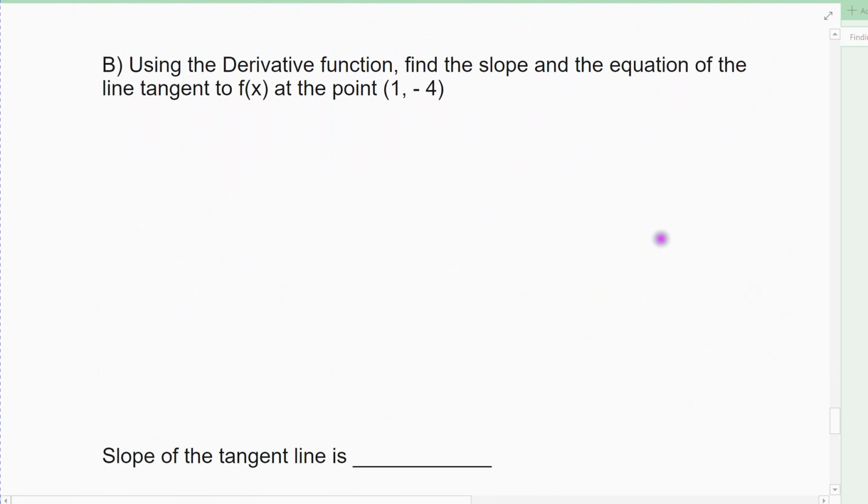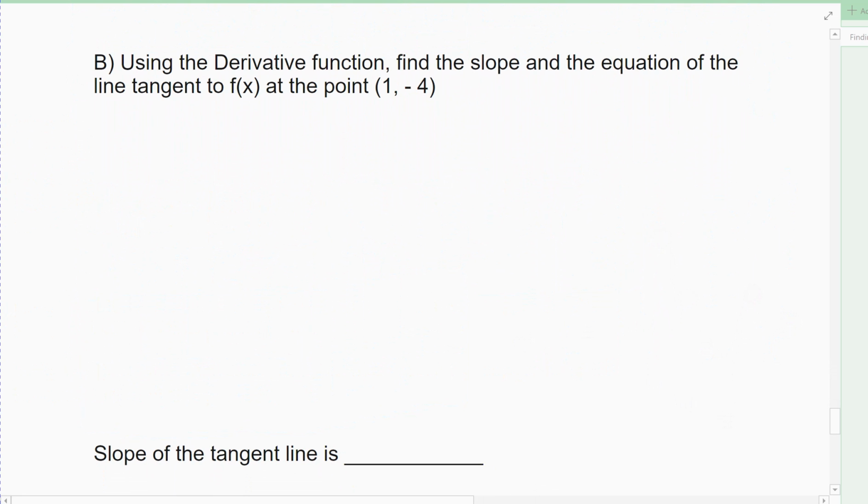All right, use the derivative function to find the slope and the equation of the tangent line at the point (1, -4). I picked 1 because it's easy. I could pick any other number, but 1s are easy because they're typically smaller numbers than really big numbers. So don't think it's always going to be 1. I just chose 1 because it's easy.